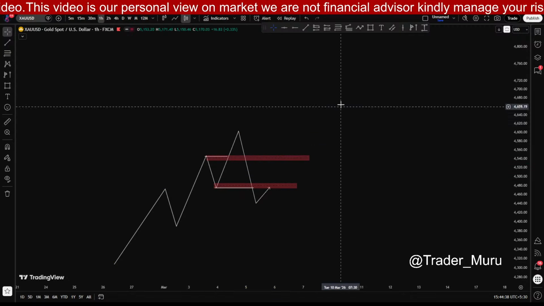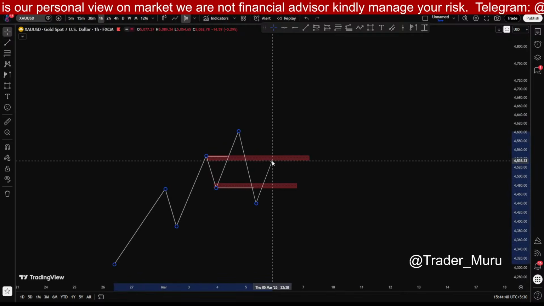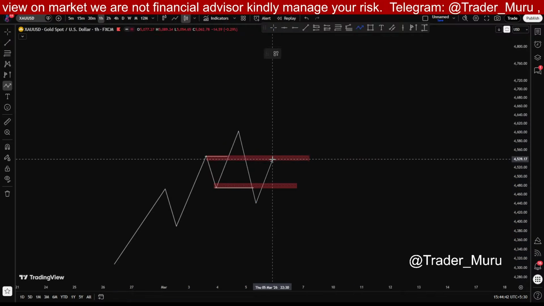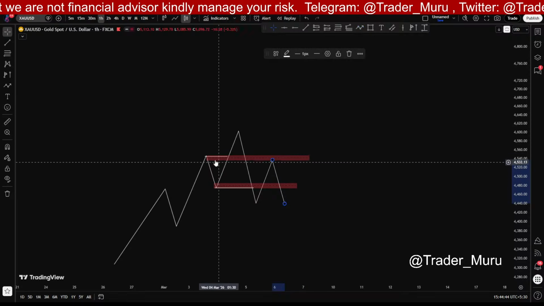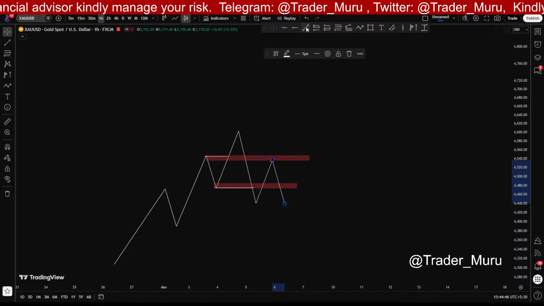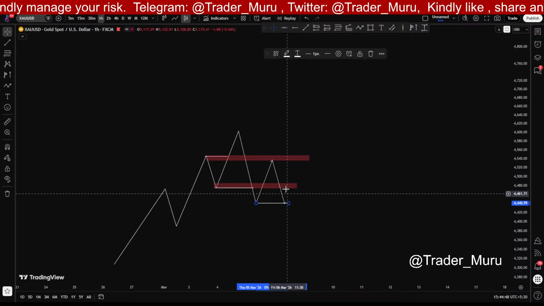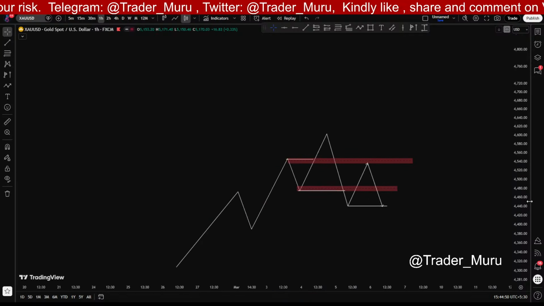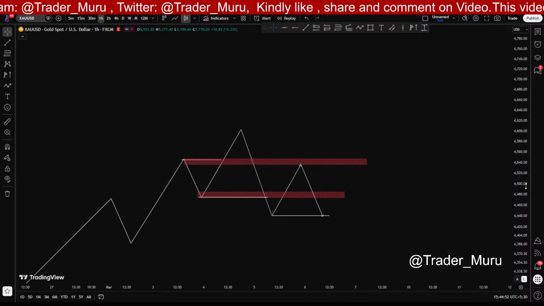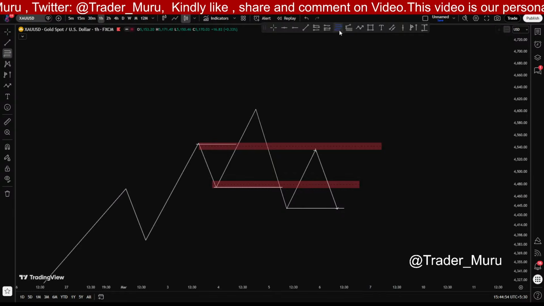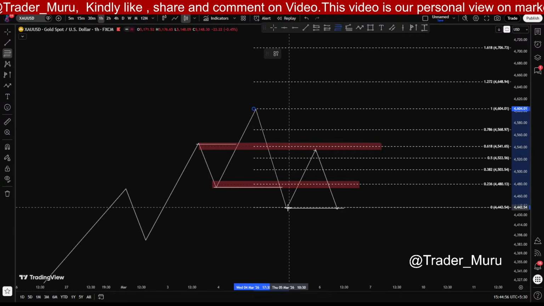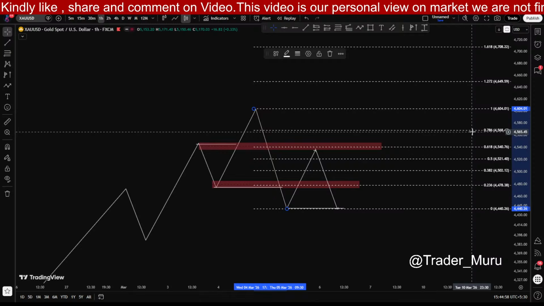So most of the time what happens, price usually takes the QML area. This is your QML area, and rejects. Why does price go for it? Because it is usually near the golden pocket area, around the 618 to 786 zone.